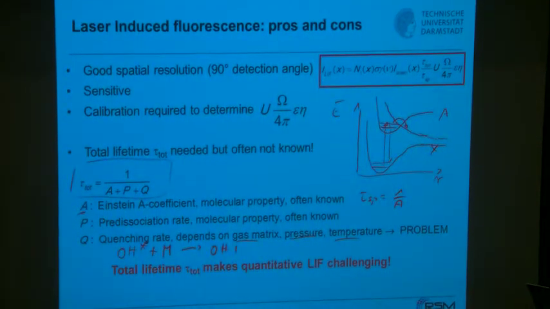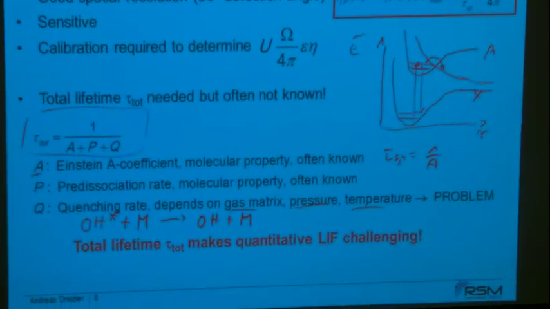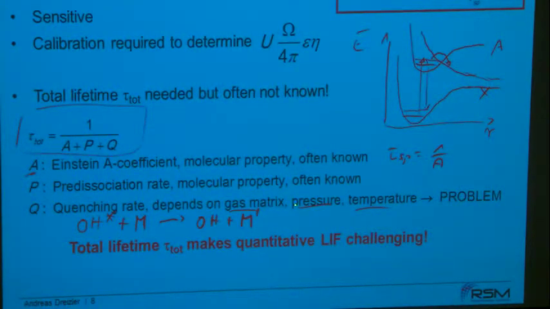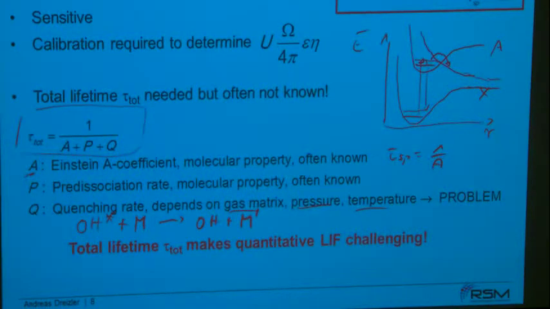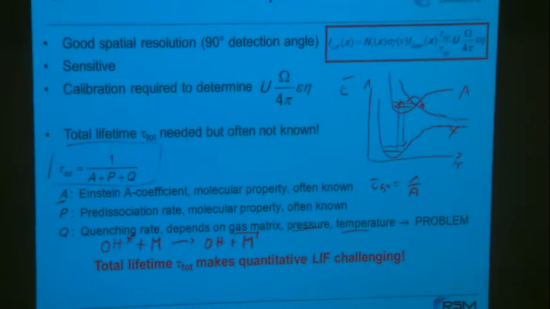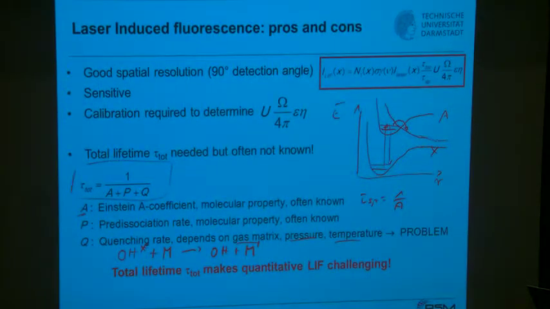And then you have here afterwards the colliding molecule with a different energy. And this different energy can be in translation, or the internal energy has changed. And this is depending on the collision partner, thereby the gas matrix, the pressure, because the higher the pressure, the higher the probability for collisions, and as well the collision rate increases with the temperature. So that's why quantitative LIF is challenging.